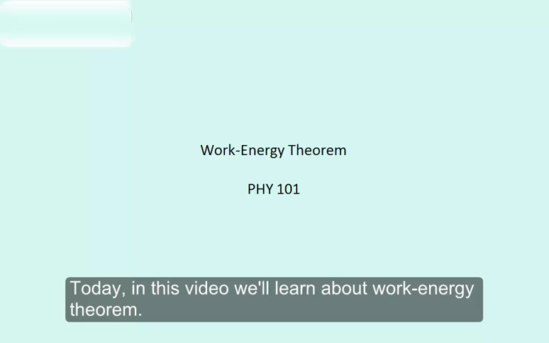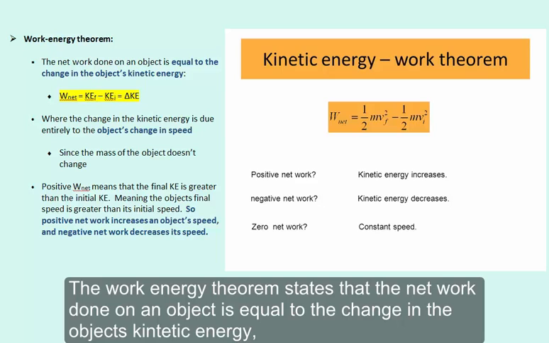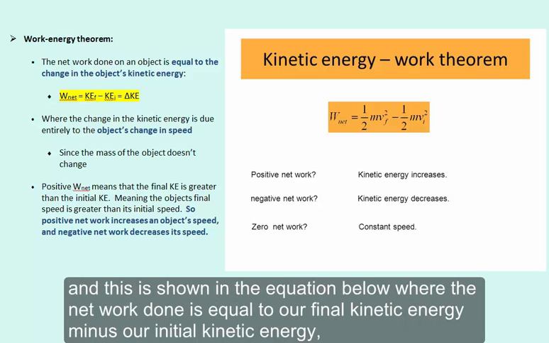Today, in this video, we'll learn about the work energy theorem. The work energy theorem states that the net work done on an object is equal to the change in the object's kinetic energy. And this is shown in the equation below, where the net work done is equal to our final kinetic energy minus our initial kinetic energy.